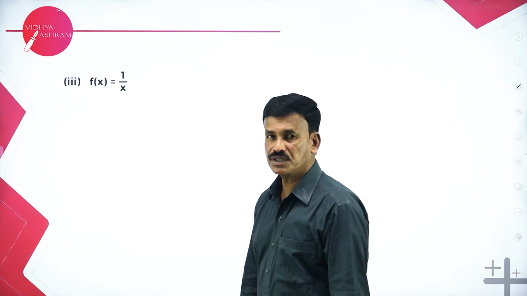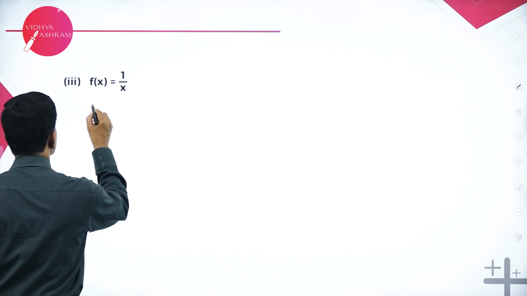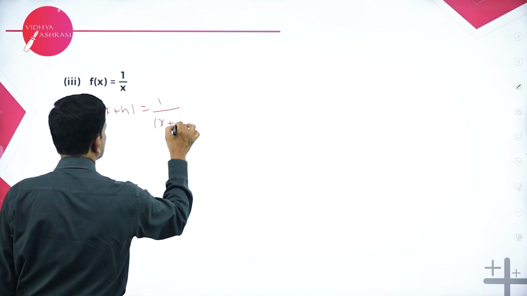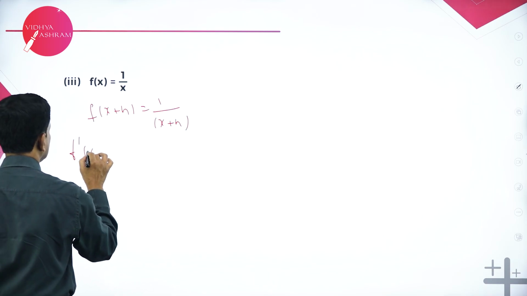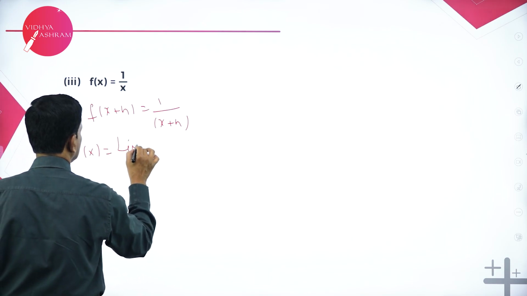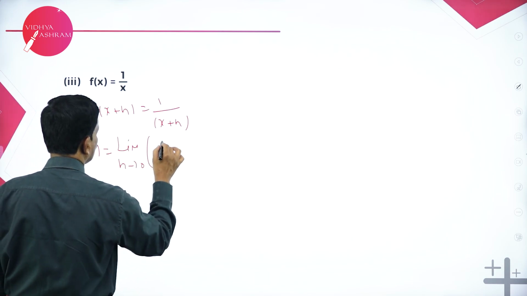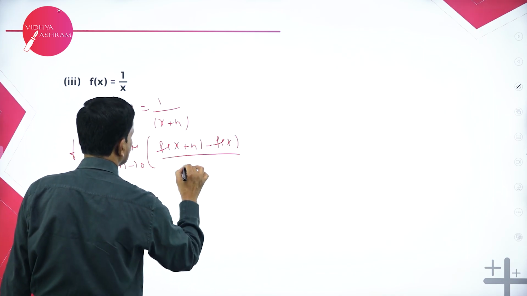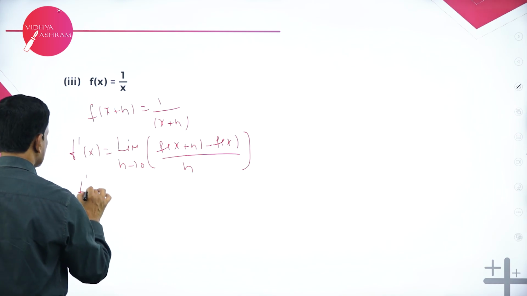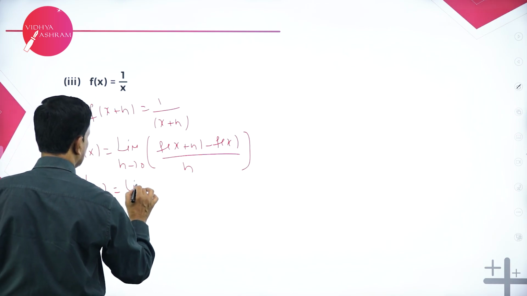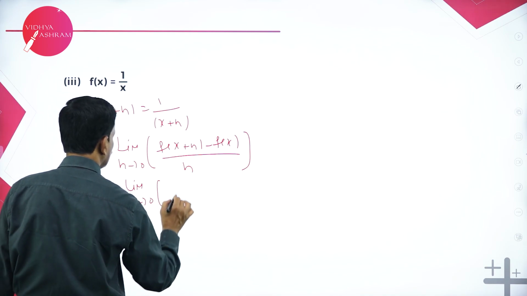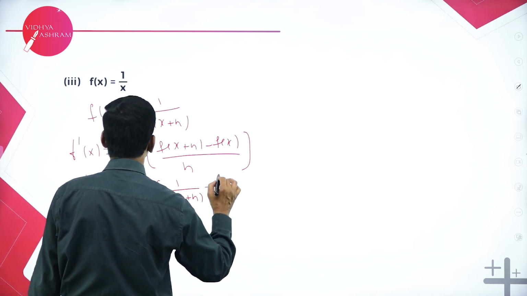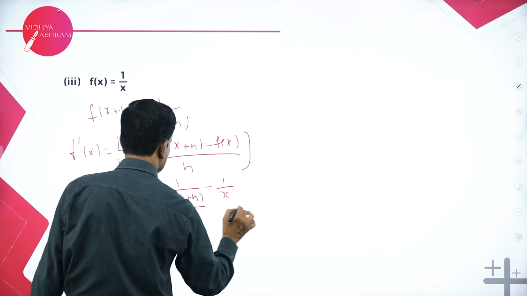F of x is equal to 1 over x. Now since f of x plus h can be written as 1 over x plus h. What is the definition? F dash of x is equal to limit h tends to 0 f of x plus h minus f of x divided by h. So this f dash of x can be written as limit h tends to 0, f of x plus h is 1 over x plus h minus f of x is 1 over x divided by h.